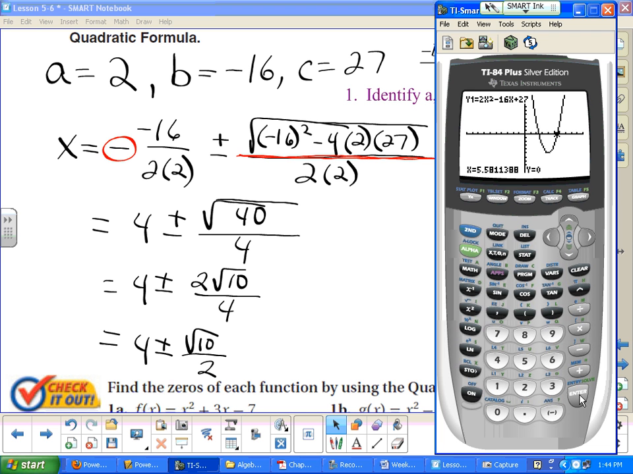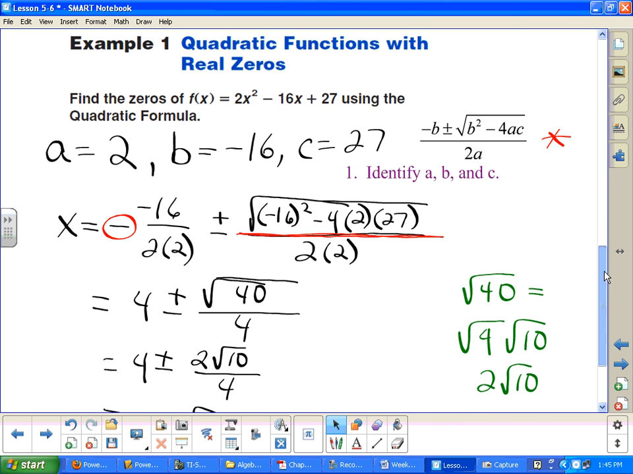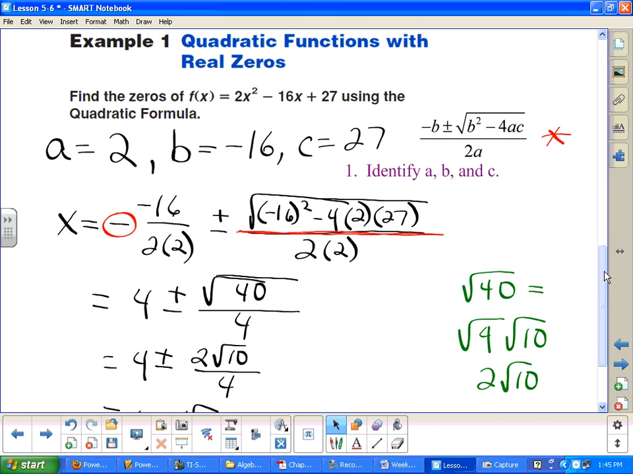It's approximately 5.58. And I could do it the other way. 4 minus the square root of 10 divided by 2. That equals 0. So I did it correctly by checking it. So to find the zeros for a quadratic function, if you can't factor it, this is really the easiest way to do it, to get an exact answer. Identify the values of a, b, and c, and then plug the numbers in and simplify it.